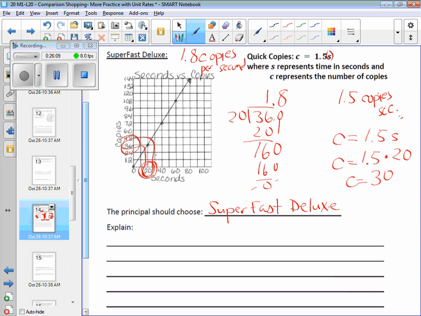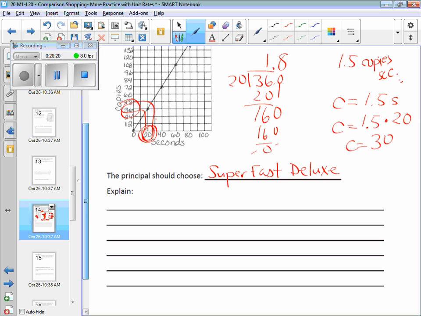I'll look at it after, but let me advance. If anybody did anything differently, I'll look at it. Miss Morrow will look at it. But let's just get through the next two remaining problems, so that'll give you more class time to work. Okay, Joe. All right. So if you do unit rate, Super Fast Deluxe, which I'm going to abbreviate as SFD, does approximately 0.3 copies more per second.